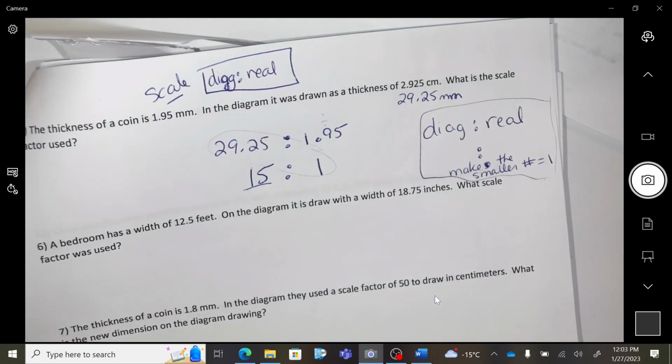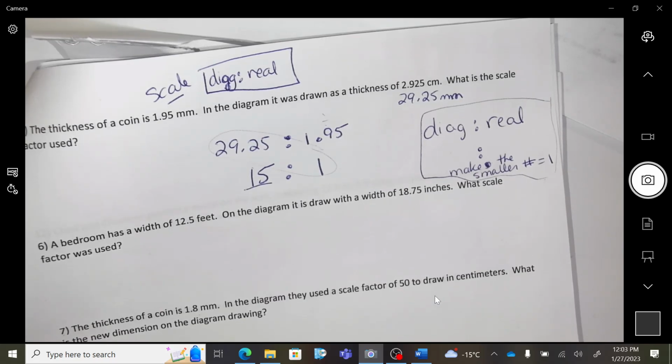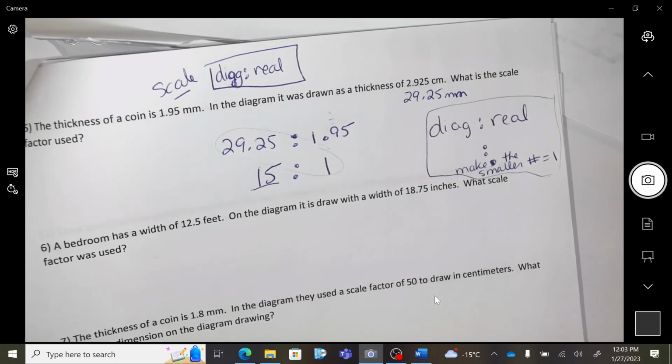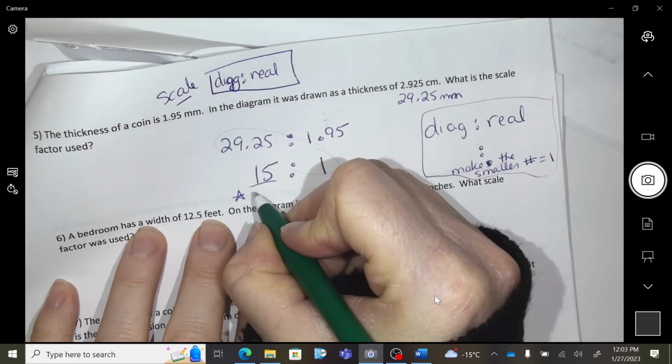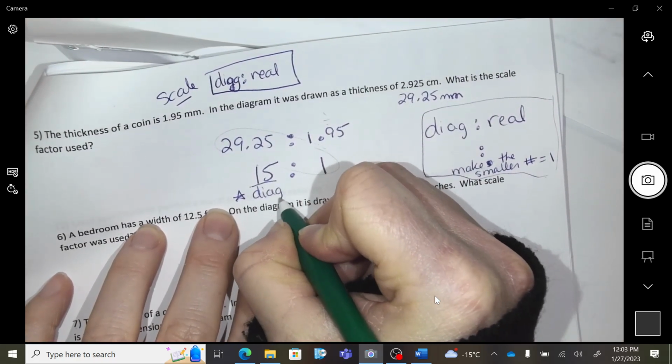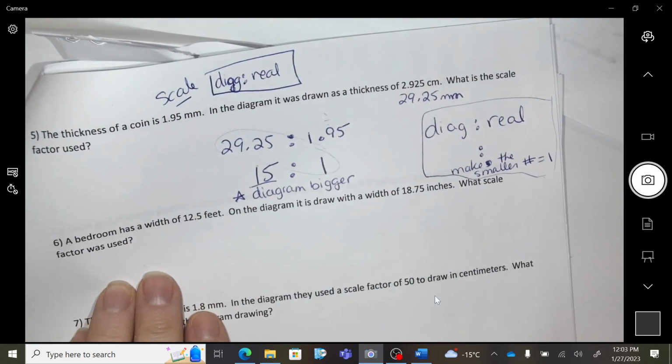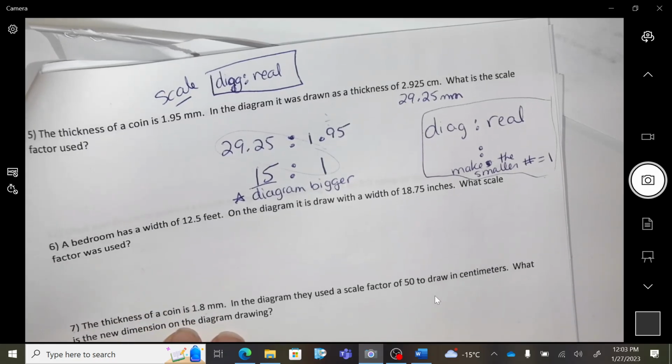So the scale used is 15 to 1, which means my diagram is blown up. My diagram is bigger than the real life object, right? Because the thickness of a coin is pretty small. So when I drew it bigger, if you want to write that on your cheat sheet, this would mean the diagram is bigger.